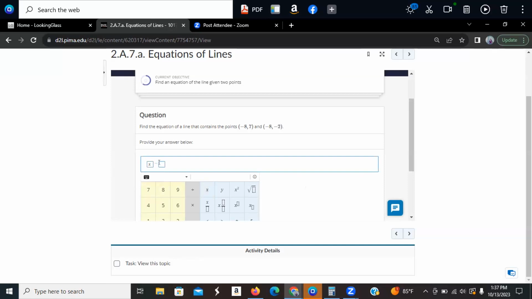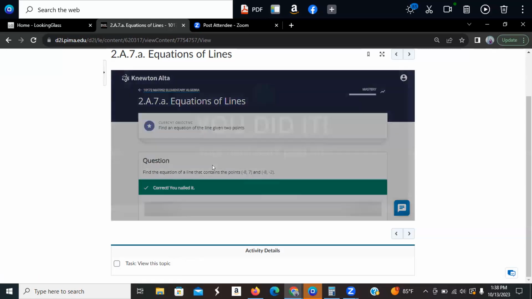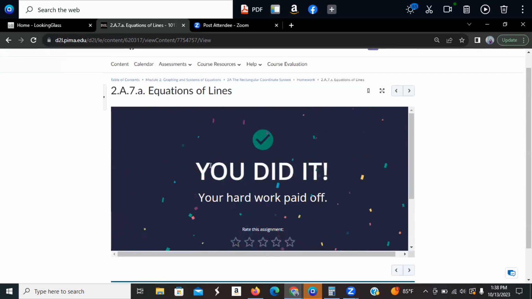And what is the x value in both of these? What is the x value in both of those ordered pairs? The x value. What is the x value in each of those ordered pairs? It's got to be one of those numbers, and it's the one that's the same in both. So it will be negative 8. Yes. Did it. All right.